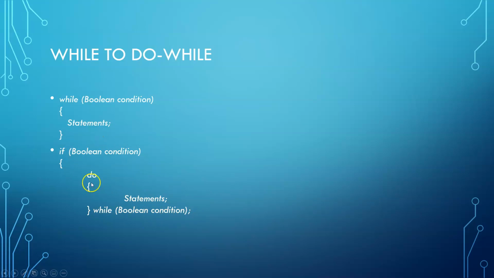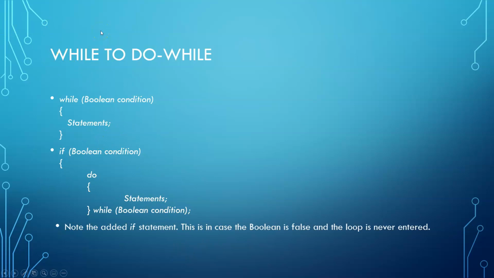So the big thing to remember here between these two programs, you'll note that here we've added an if statement. The reason why we have an if here is because if the Boolean is false, then we never enter this do while. Because here, remember, the do will print out this code at least once. If I want to mimic exactly the same thing as this while loop, I just put this if right here.